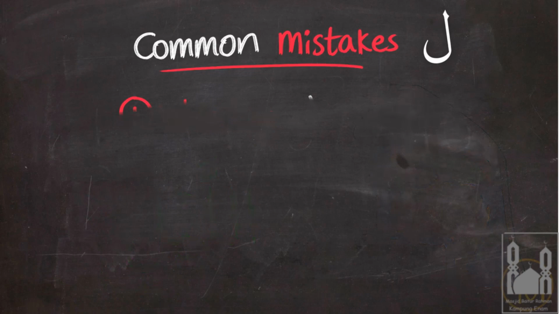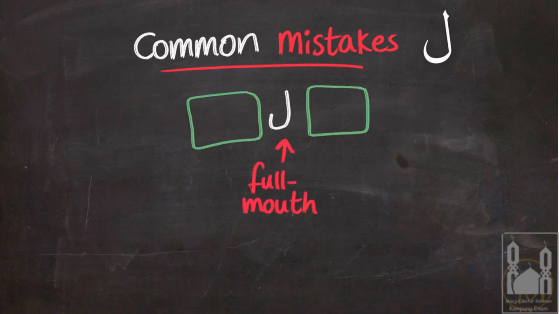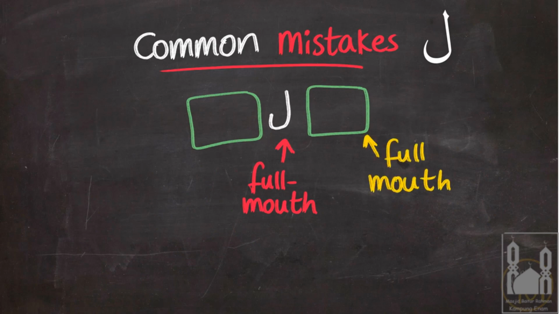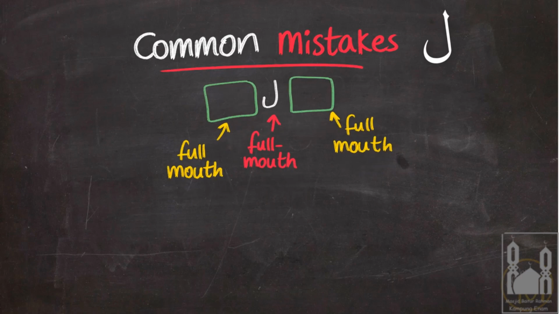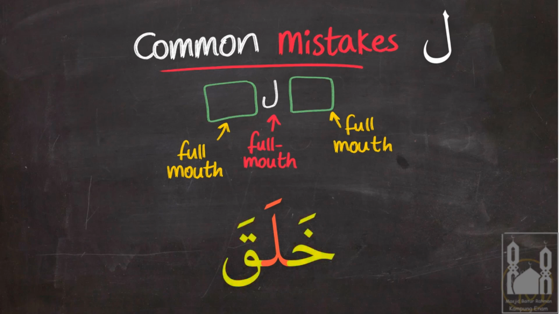The second mistake is pronouncing lam as full mouth when surrounded by full mouth letters. So they basically fail to switch between full mouth and empty mouth and then back to full mouth. Like in this word, the kha and qaf are full mouth and the lam should be empty mouth. So you should switch from full to empty and then back to full.